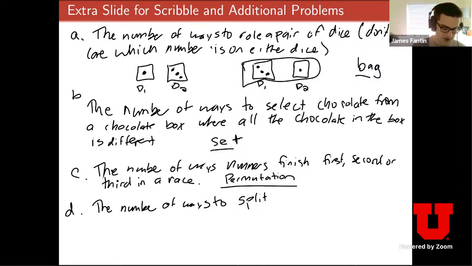Somebody else asks, why doesn't order matter for the chocolates? Because what we're asked in that problem is just counting the number of ways to select chocolate from a chocolate box. So there's not an implied ordering. I don't care whether I drew a plain chocolate and then a caramel one, versus the caramel filled one and then the plain chocolate next. All I care about is what are the 5 pieces of chocolate that I grab at the end. So there's no ordering to that problem and no repetition allowed.